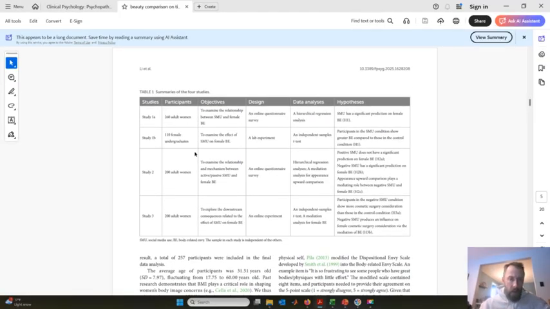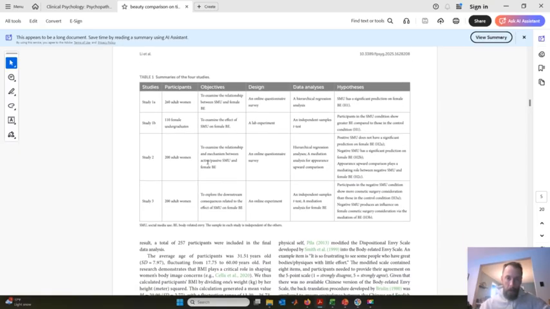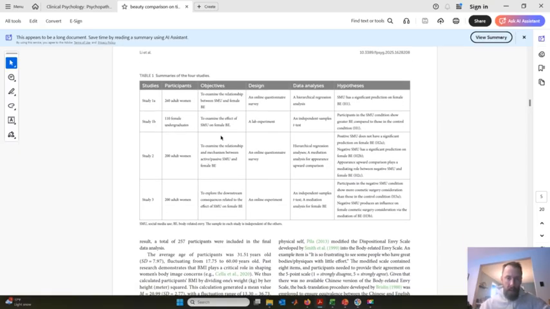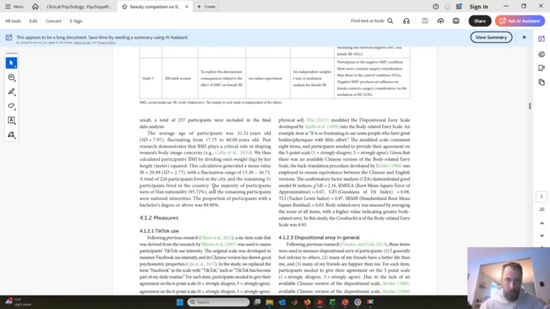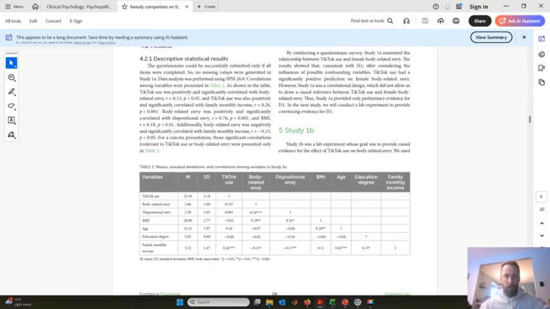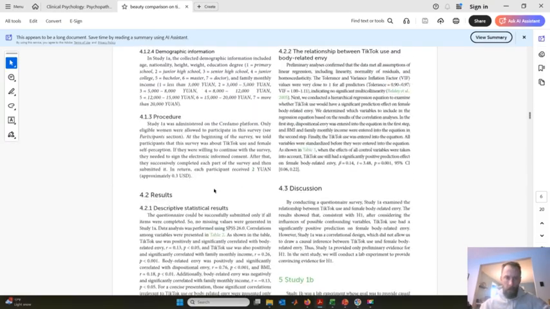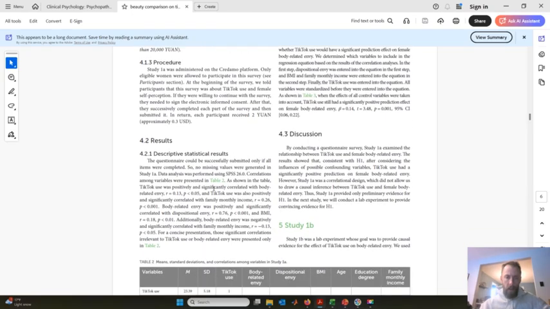So this is really cool. They got a table. It shows all the 4 studies, study 1A, 1B, 2, and 3. How many people were in each study, so about 200 or at least 100 in each one. Objectives and design. This is really good. It's really nice and clear. So you got study 1B.